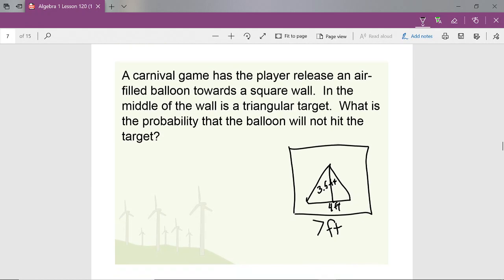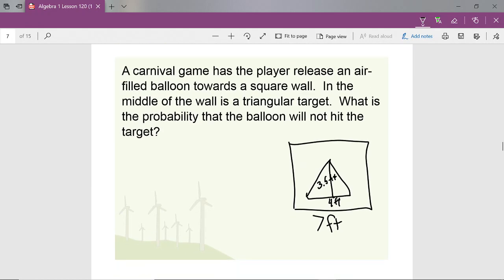Let's do just a couple more. A carnival game has the player release an air-filled balloon towards a square wall. In the middle of the wall is a triangular target. What is the probability that the balloon will not hit the target? So we don't want to be in this triangle, we want to be outside of it. So we're going to have to find the area of that outside part. Well, first of all, we know this is a square, so it's 7 feet by 7 feet.